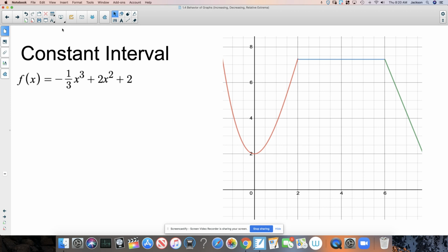Okay. The third type of behavior that we see in a function is what are called constant intervals. And the best way to explain this, a constant interval, is just flat. It's horizontal. So I'm going to say horizontal or flat. When you look at a graph, this doesn't happen a lot, okay?